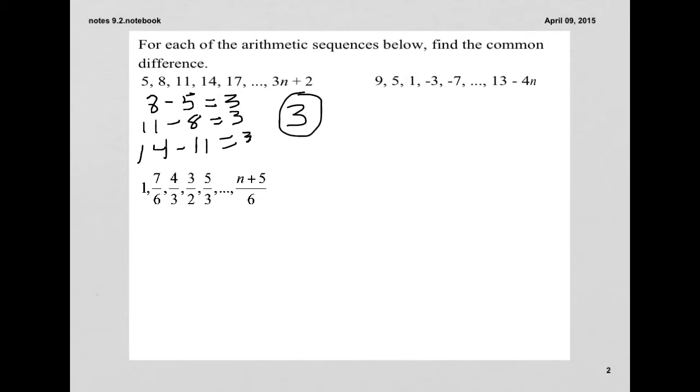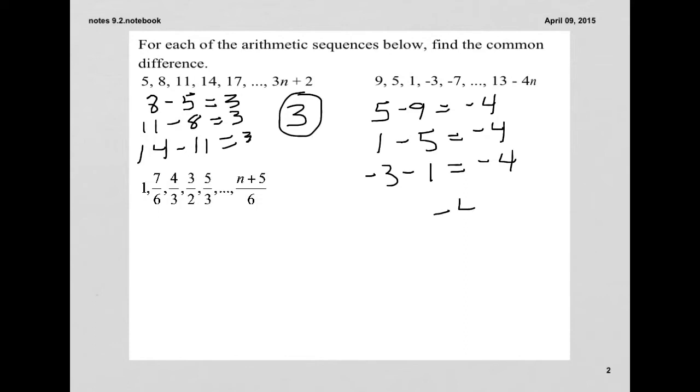Okay, let's look at the next one. I've got 5 minus 9, which is negative 4. I've got 1 minus 5, which is negative 4. And I've got negative 3 minus 1, which is also negative 4. So that means my common difference for this set of data is negative 4.